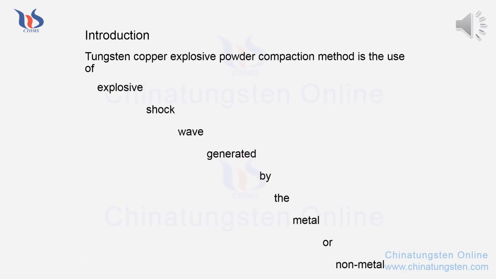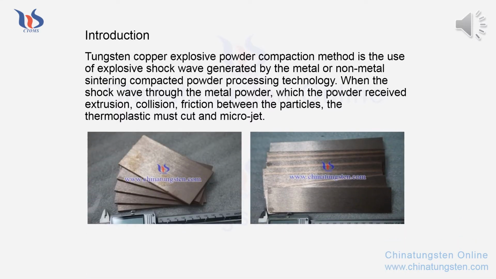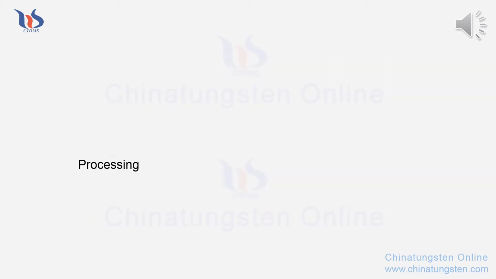Introduction. The tungsten copper explosive powder compaction method is a powder processing technology that uses the explosive shock wave generated by a metal or non-metal to sinter and compact powder. When the shock wave passes through the metal powder, the powder undergoes extrusion, collision, and friction between the particles, producing thermoplastic deformation and microjets.